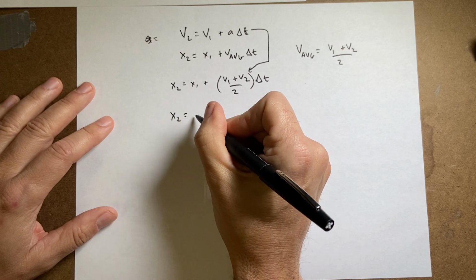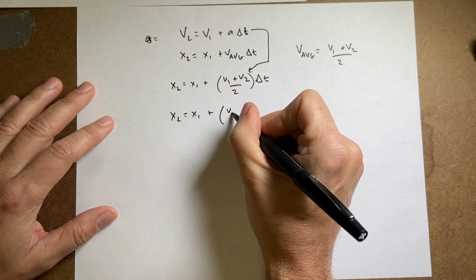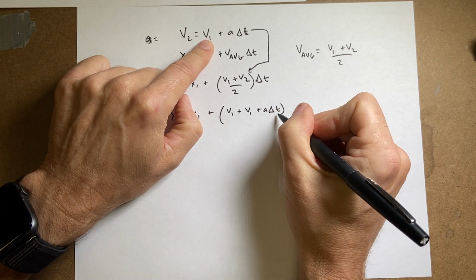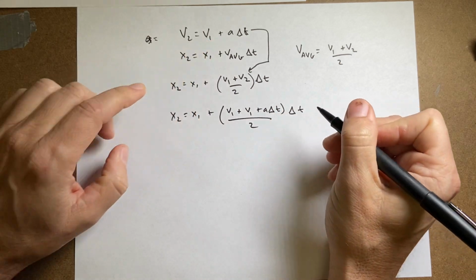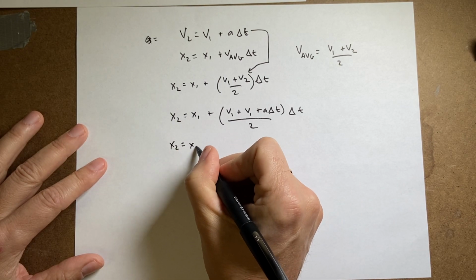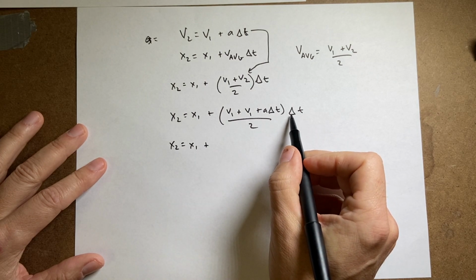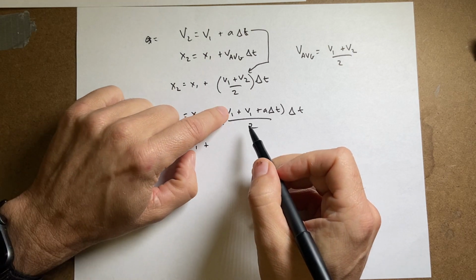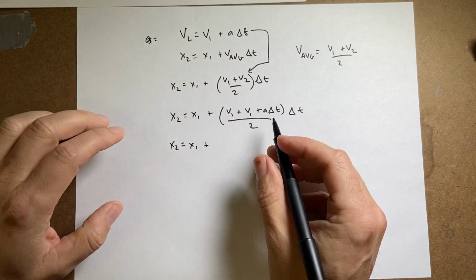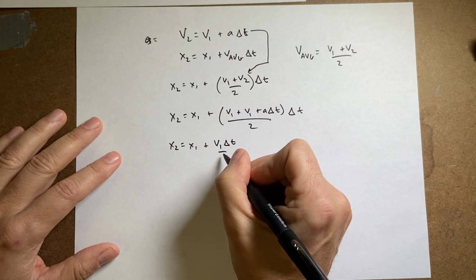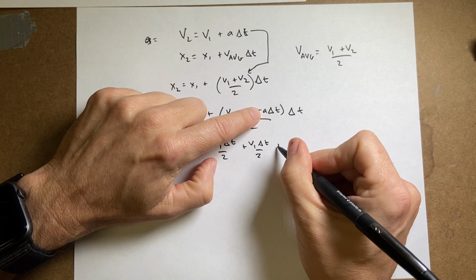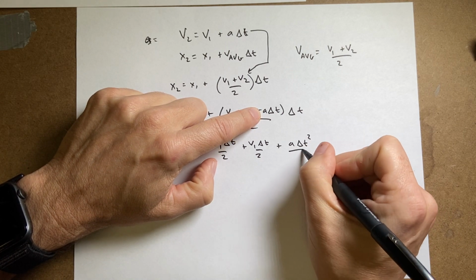So I get x2 equals x1 plus (v1 plus, now for v2, I'm going to put v1 plus a delta t, all of that over 2) delta t. Now I'm going to multiply everything out over here. So I get x2 equals x1 plus, okay, I have v1 times delta t over 2. And then I have another v1 times delta t over 2. So let's write that out: v1 delta t over 2 plus v1 delta t over 2. And then I have this one, plus a delta t squared over 2.